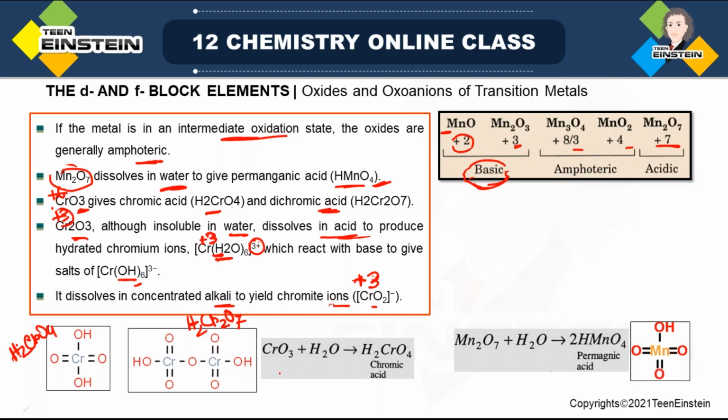Fine. And CrO3, when you dissolve it in water, what do you get? You get chromic acid, H2CrO4, which is already mentioned here. Just as from Mn2O7 we get HMnO4, just like that, from CrO3 we get H2CrO4.